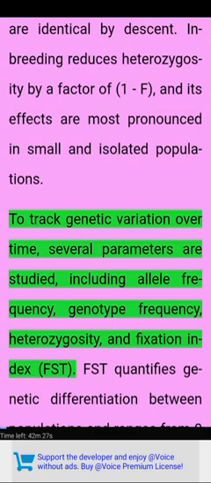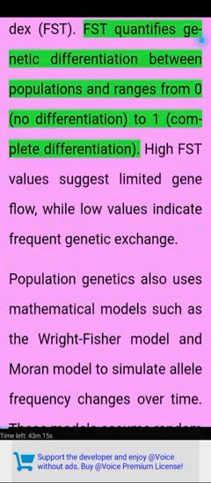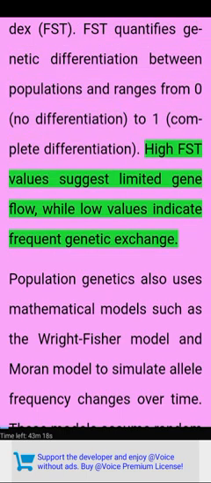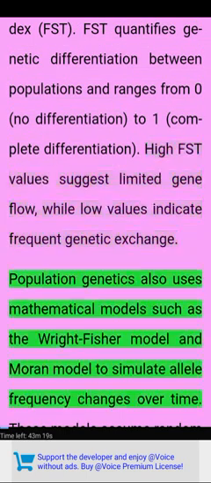To track genetic variation over time, several parameters are studied, including allele frequency, genotype frequency, heterozygosity, and fixation index FST. FST quantifies genetic differentiation between populations and ranges from 0, no differentiation, to 1, complete differentiation. High FST values suggest limited gene flow, while low values indicate frequent genetic exchange.